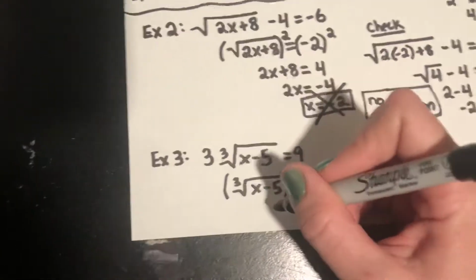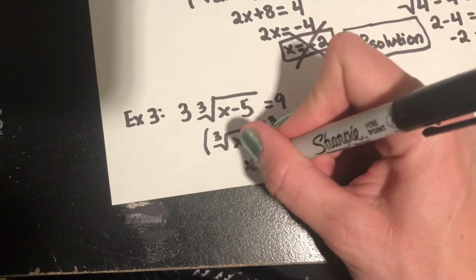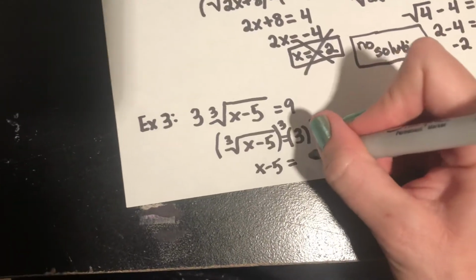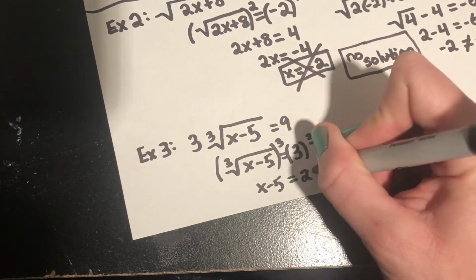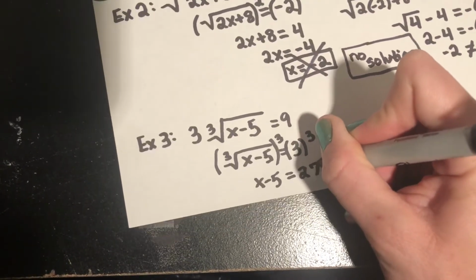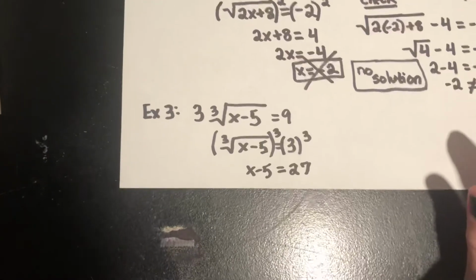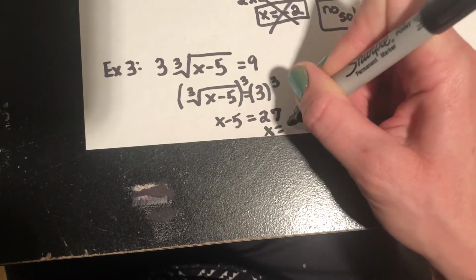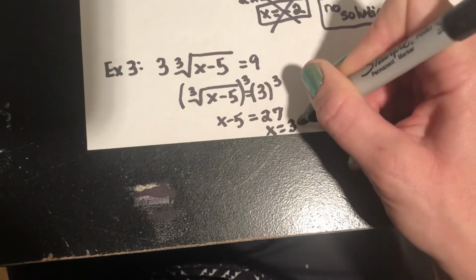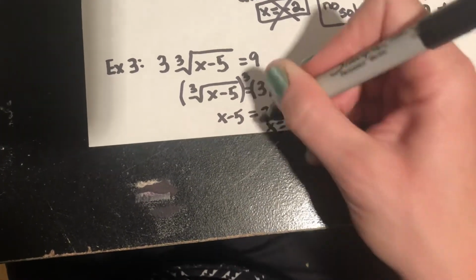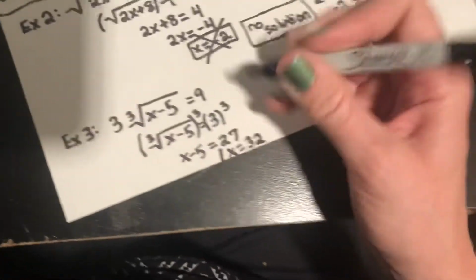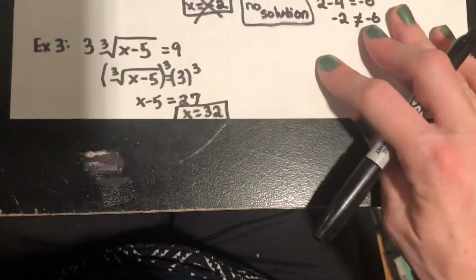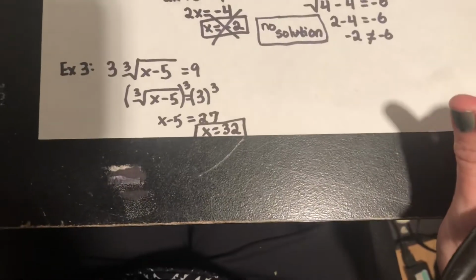On the left-hand side, we have x minus 5. The right-hand side, 3 cubed is 27. And we need to add 5 to both sides, and we get an answer of x equals 32. Okay, we still need to check that.